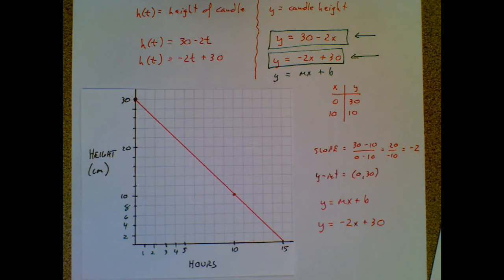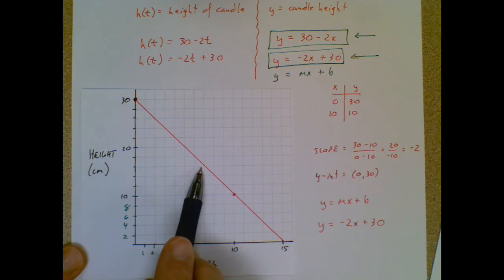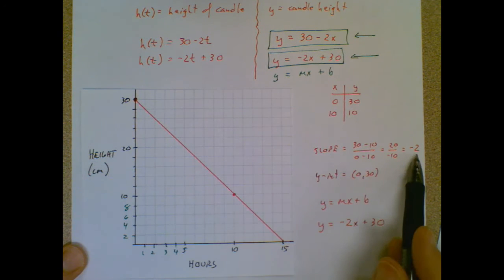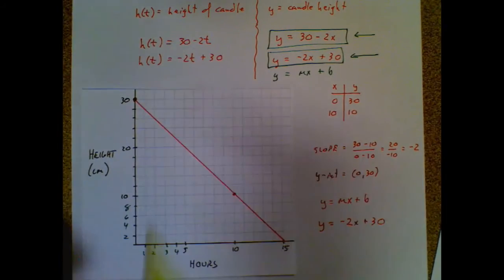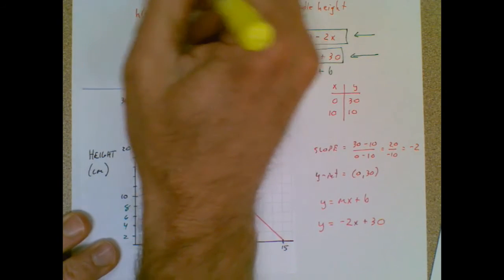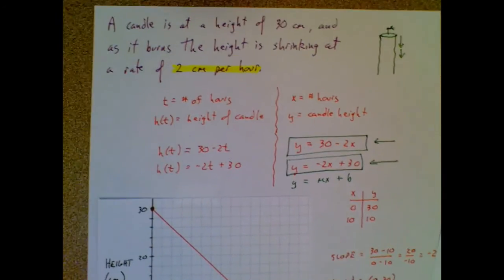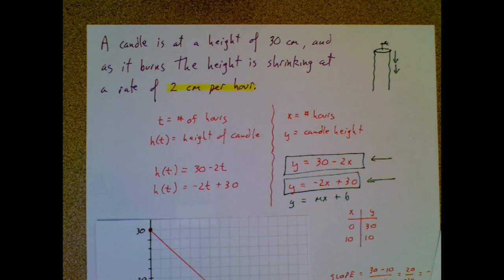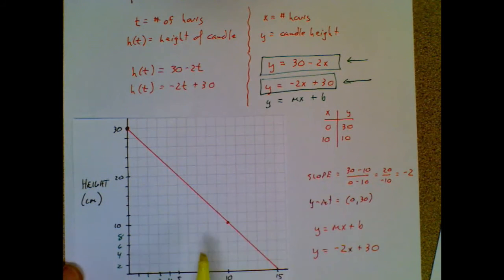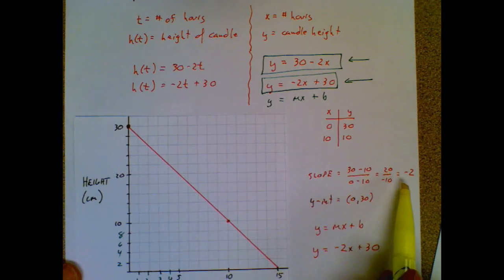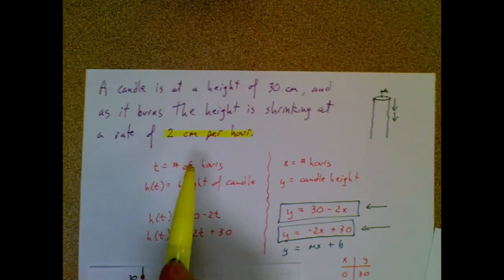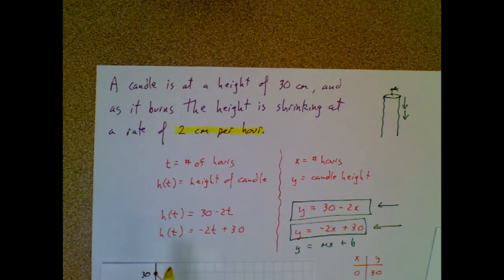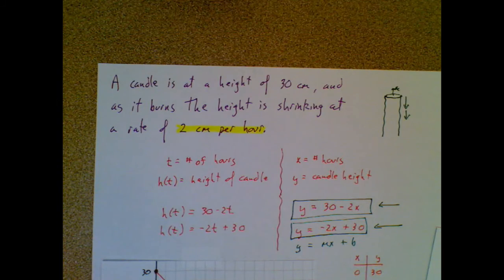But what you need to notice here is the slope of this line, which I computed over here to be -2. That slope also turns out to be part of the problem. Going up there, the candle is shrinking at a rate of 2 centimeters per hour. And it turns out that when we did our graph or our table, the slope was -2, because the slope or the rate of change is always going to have a very, very important role in the problem.